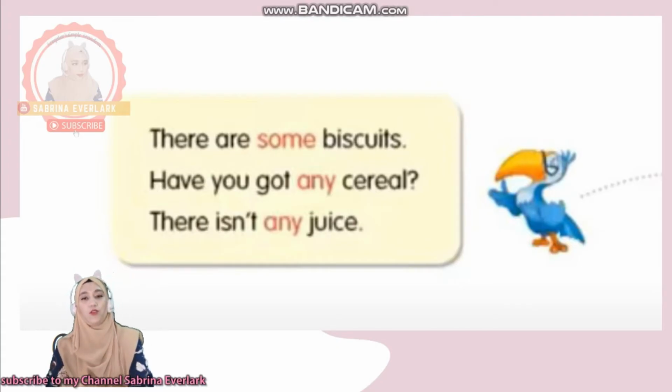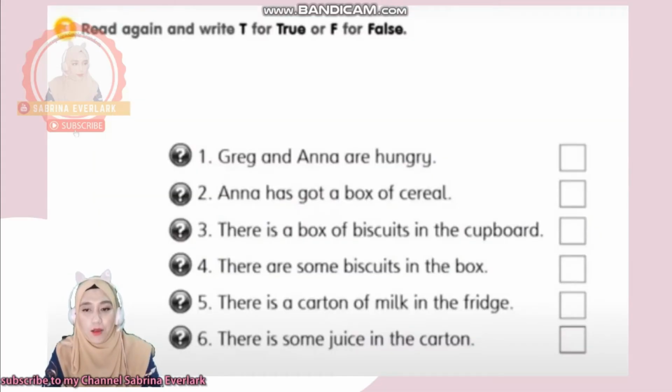It shows that you don't have the food that was asked. Okay, let's move on to the exercise. This is activity 3 in your student's book, page 51. Read again and write T for true or F for false.